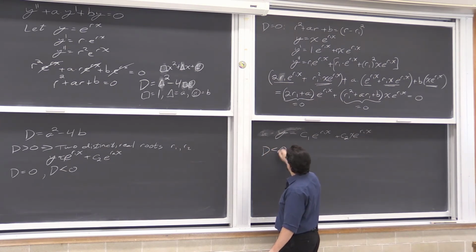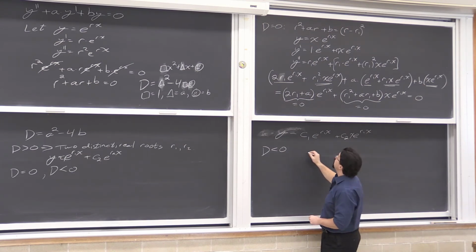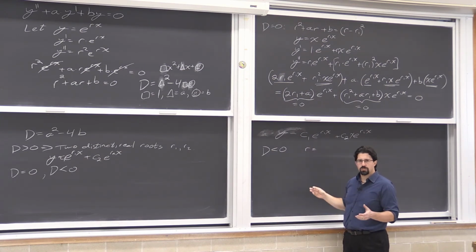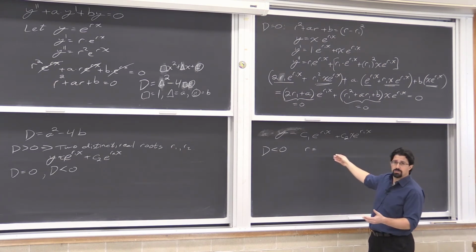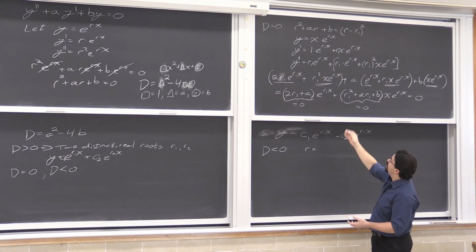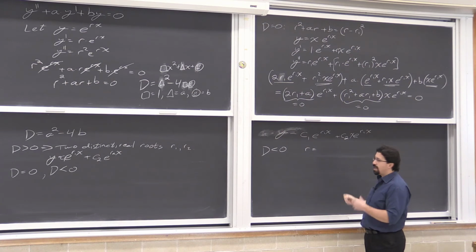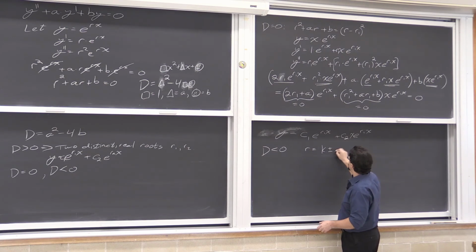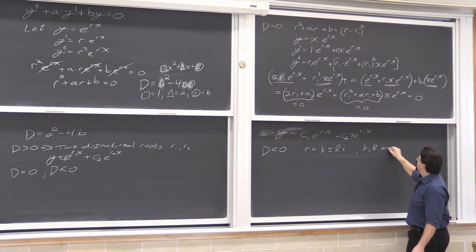D is less than 0. That means we have 2 complex roots. So what we're going to get is that we can write the roots as some real number plus or minus a real number times i. We don't want to use a plus or minus b times i because we have a and b used already. We don't want to use x because we already have that. So we have to come up with some new letters. Sometimes that's a little bit difficult. Let's go with k plus or minus l times i. And just so people are clear, k and l are real numbers.